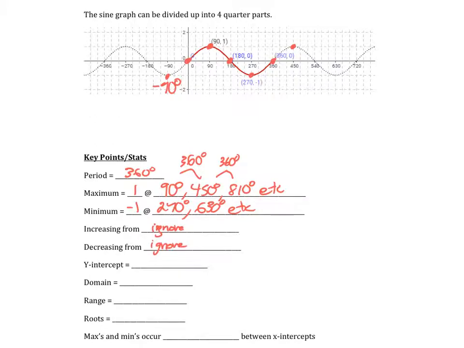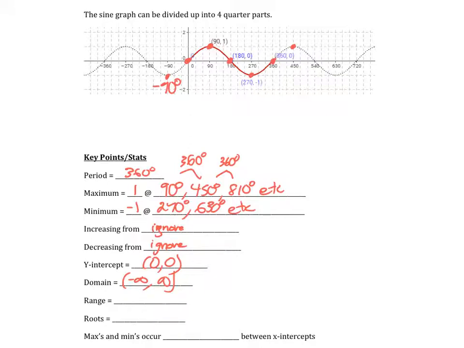Save ourselves a little time, ignore that. The y-intercept, in this case, was (0, 0). The domain, don't say the domain is 0 to 360. It's actually negative infinity to infinity. It goes on forever. We just graph 0 to 360, but it does go on forever.